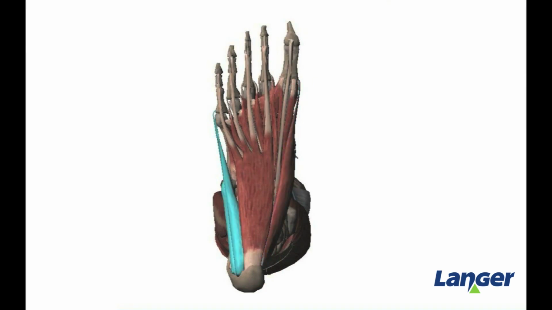The final muscle within the first layer is the abductor digiti minimi. The abductor digiti minimi originates from the lateral process of the calcaneus and inserts onto the proximal base of the phalanx. Its function is to flex and abduct the fifth digit.